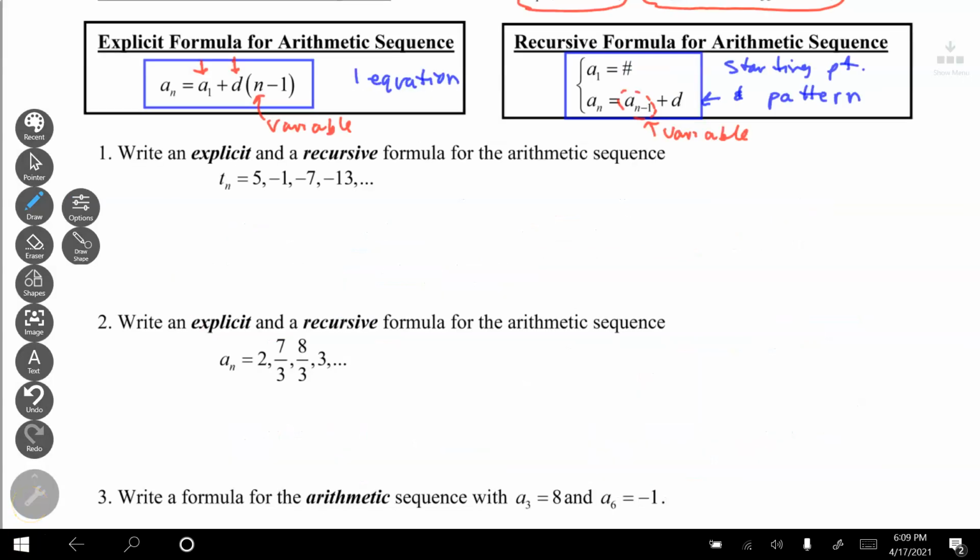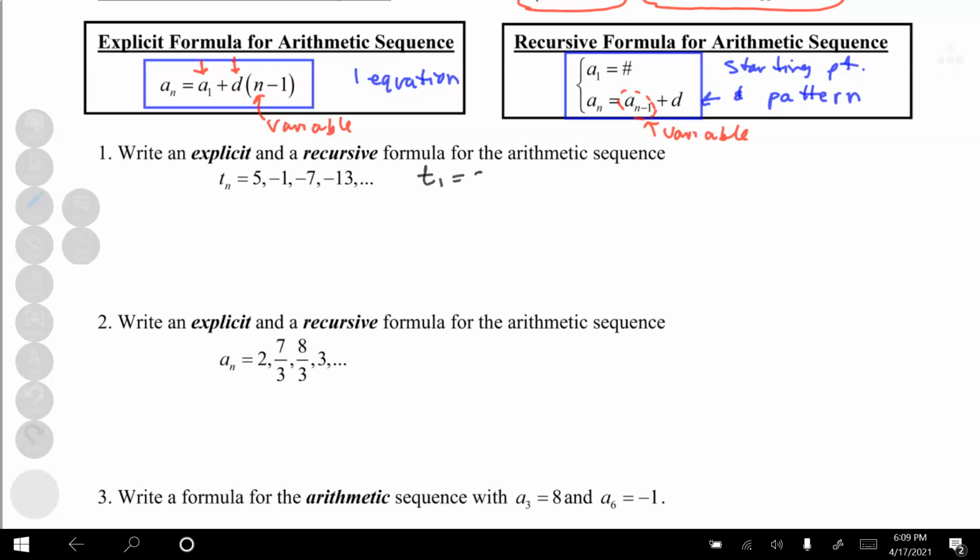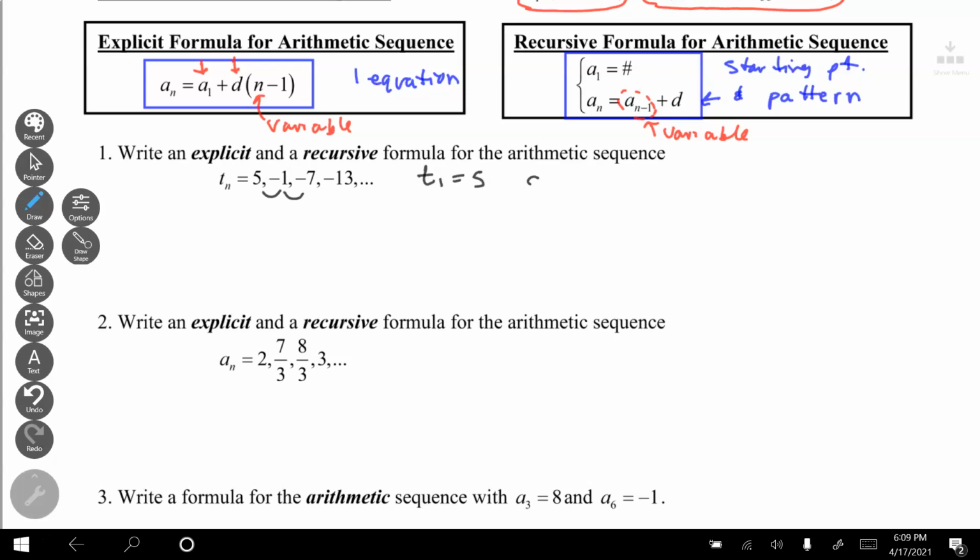So I'm going to write their explicit and recursive formula using the formulas I have above. And the two things I need to know are the first term, so t sub 1 is equal to 5. And the difference here, I see that my difference is -6. I'm subtracting 6, but I'm going to use -6 for addition. So I did the explicit. I plugged the first term of 5 and the difference of -6 in here.